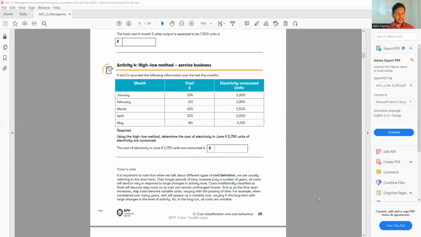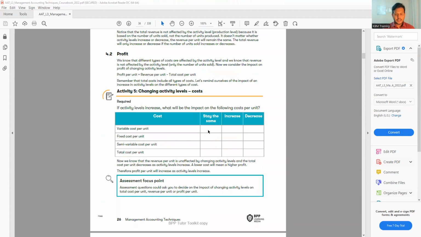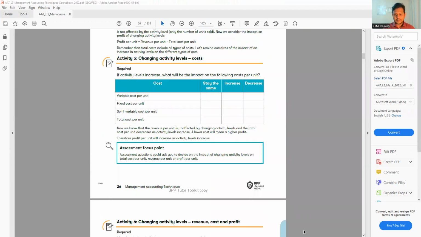The next one we have here is activity 5. Let's have a look at this one. Changing the activity level. Changing the activity level means what happens if the units are changing. For example, if I make 1,000 units, if I make 2,000 units, if I make 3,000 units. So what happens if the activity, meaning number of units, changes?